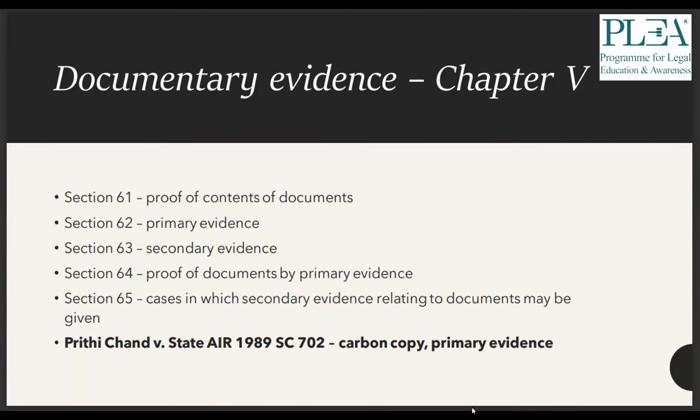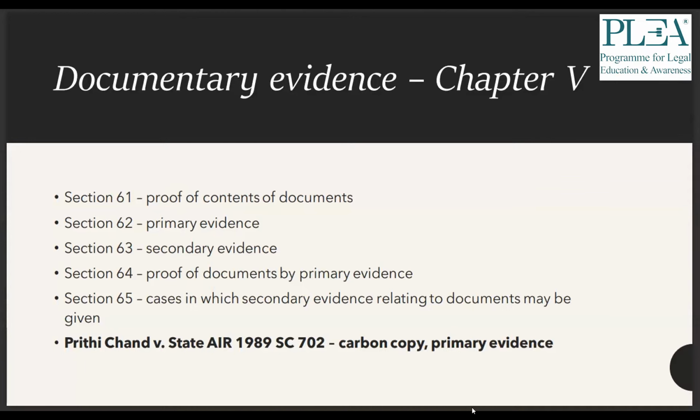We have seen in section 3 what documentary evidence is. I'll just repeat, it means all documents produced for the inspection of the court. Such documents are called documentary evidence. Section 61 talks about proof of contents. All those contents of the document may be proved, and they could be either primary or secondary evidence. We are going to see what is primary and secondary evidence later on, but I'll tell you right now. Section 62 talks about primary evidence.